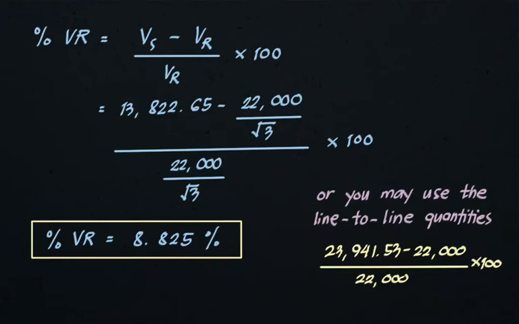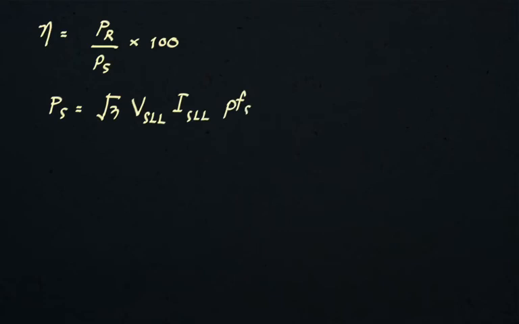Next we have the efficiency, PR over PS. For the PS here, because this is now a three-phase transmission line, we factor in square root of 3 if we will be using the line-to-line quantities of Vs and Is. Or we can also use the per phase Vs and Is times 3 for the total PS.